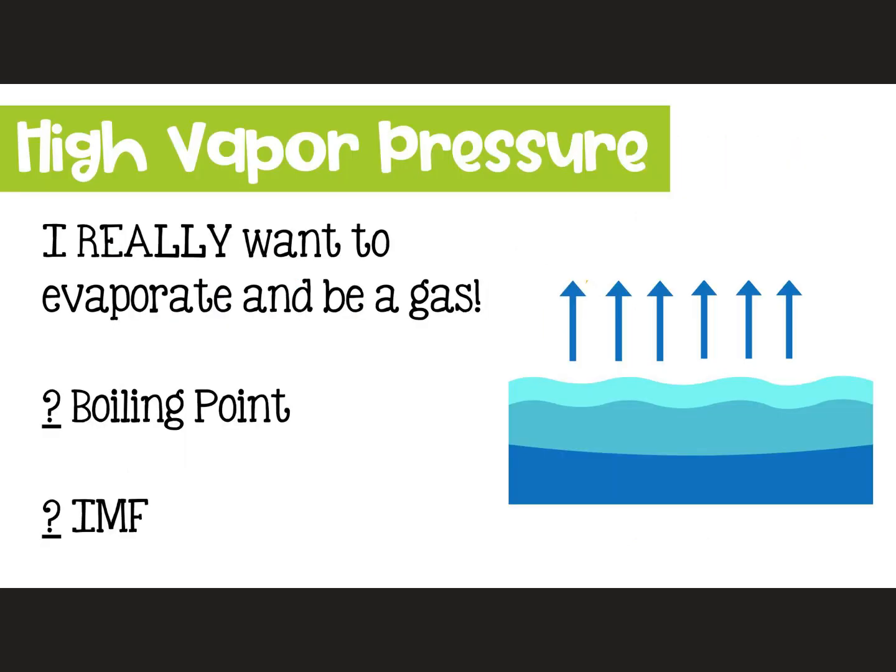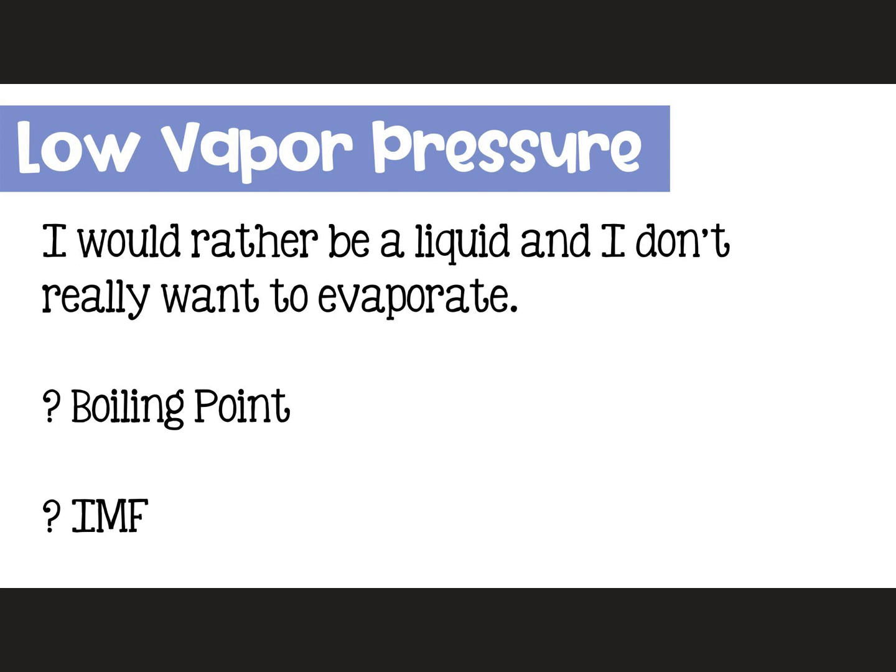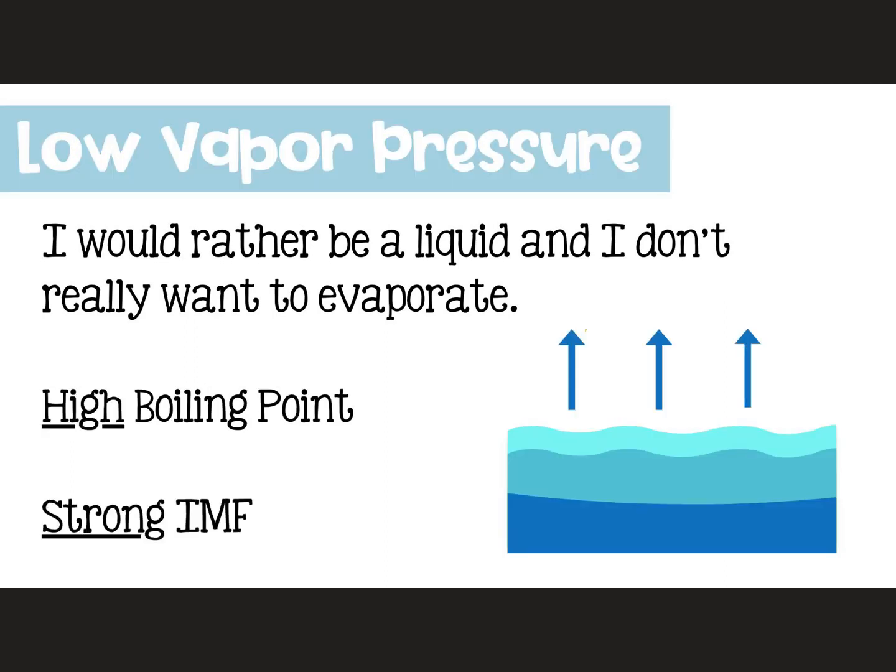A substance with a high vapor pressure will really want to evaporate and become a gas. It will have a low boiling point and weak intermolecular forces. This is something like acetone, which is nail polish remover. If a substance has a low vapor pressure, it tends to stay in the liquid phase and doesn't evaporate easily. These are substances with high boiling points and strong intermolecular forces keeping them together.